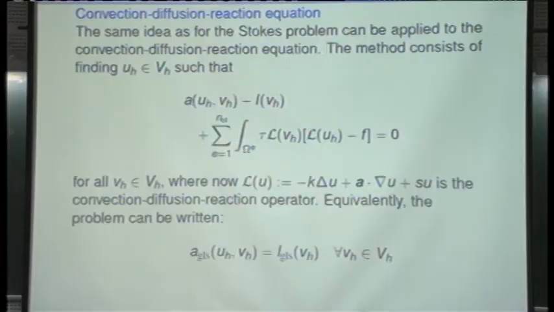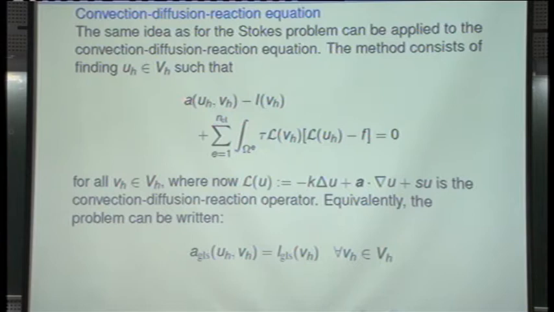And now let's see if we can apply the technique that we just have designed, the Galerkin least squares method, back to the convection diffusion reaction equation. Okay, and that can be very easily done. That's very simple. So let's apply the Galerkin least squares method to the convection diffusion reaction equation. What is the idea? It's very simple. In fact, it doesn't depend on the equation.